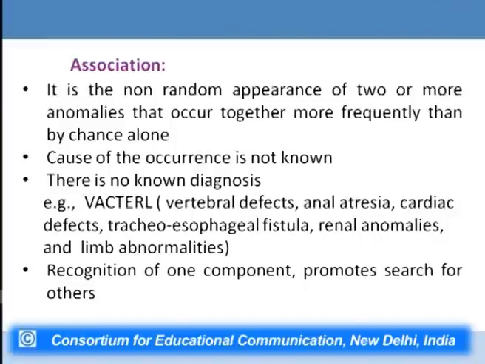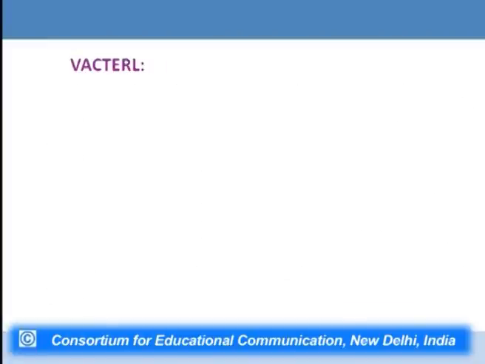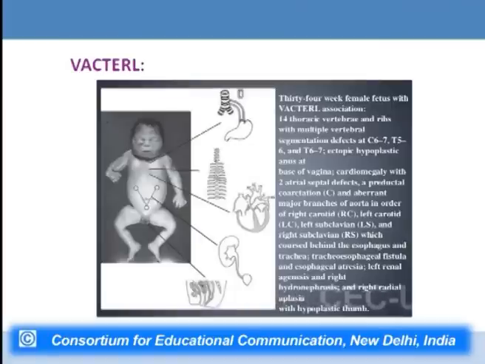Now recognition of one component of anomaly leads to a search for other anomalies. So this is an individual who has this particular association abnormality, and this individual is suffering from a number of anomalies in the entire body.